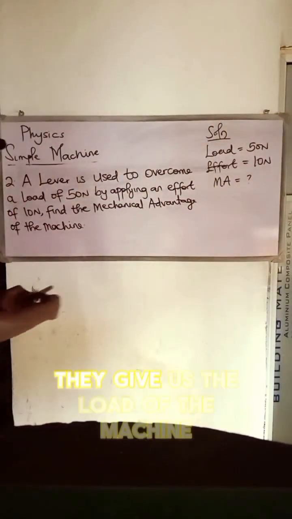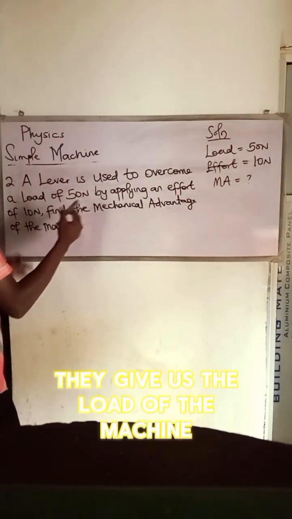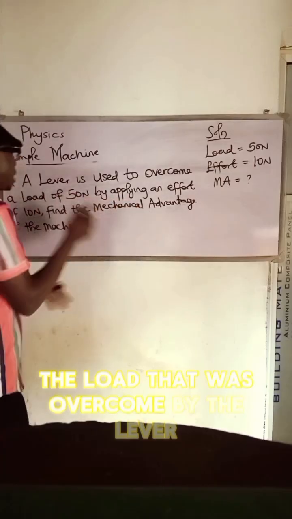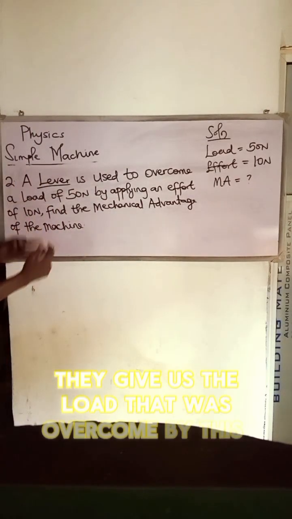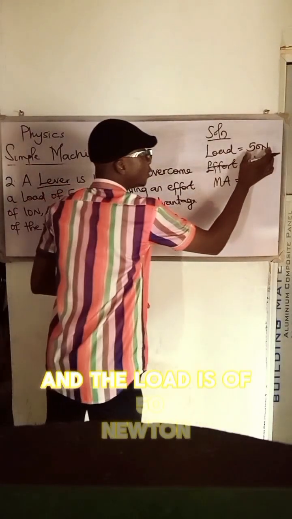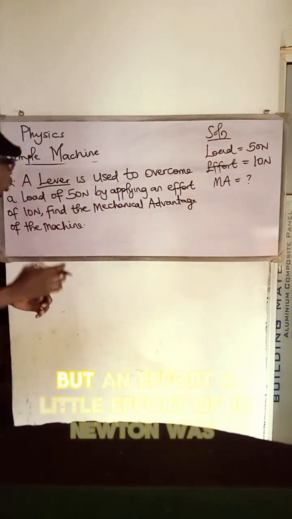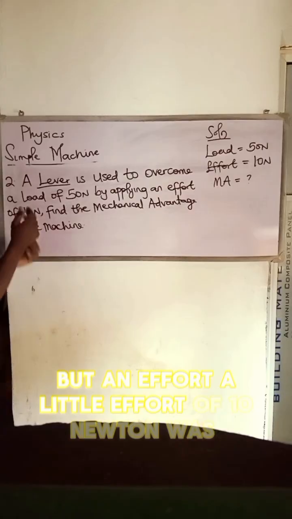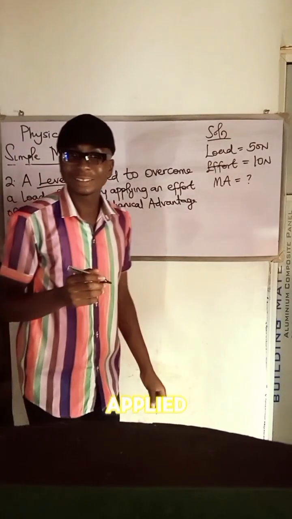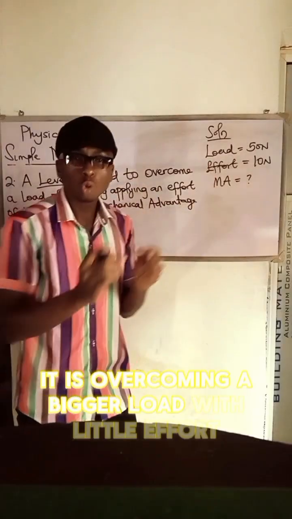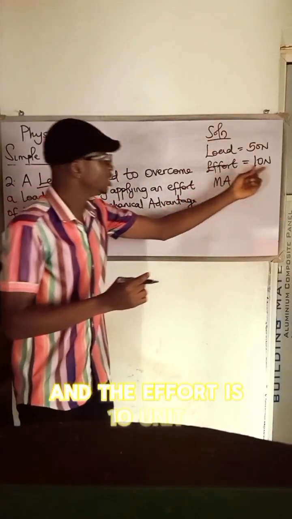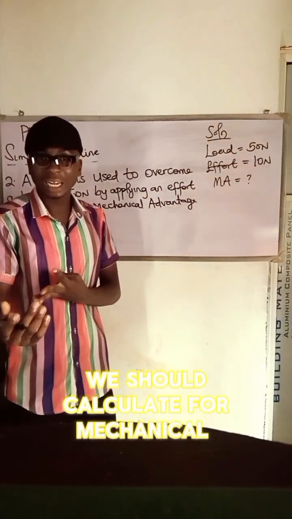With this question, they gave us the load that was overcome by the lever. The lever is the machine. The load is 50 Newton. But a little effort of 10 Newton was applied. Can you see the machine is overcoming a bigger load with little effort? They now say we should calculate the mechanical advantage.